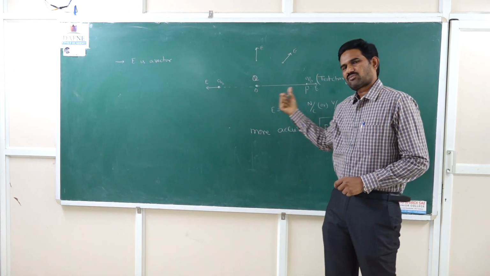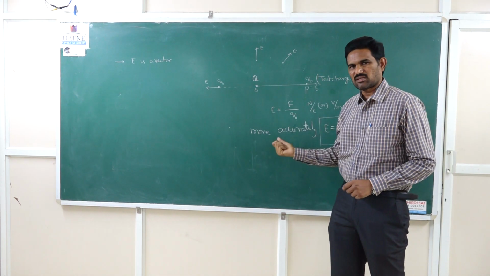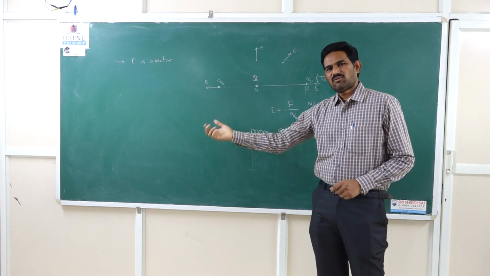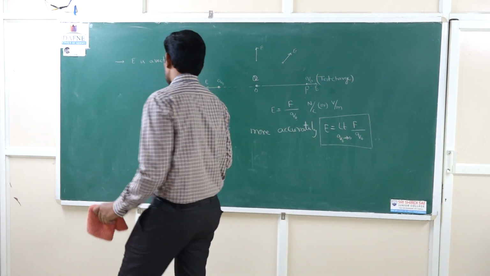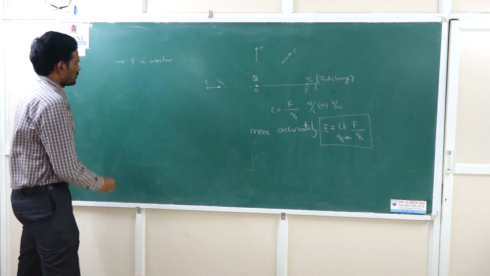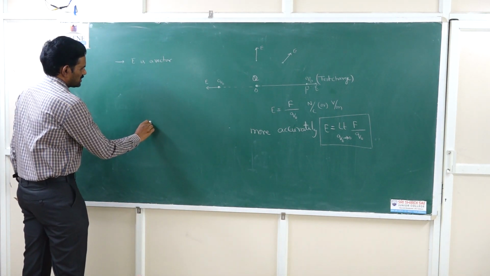Here also it is away from the charge. So like that, anywhere you may consider here, the direction of the electric field will be away from the positive charge. And similarly, if you consider the field due to a negative charge, I am taking it as minus Q.